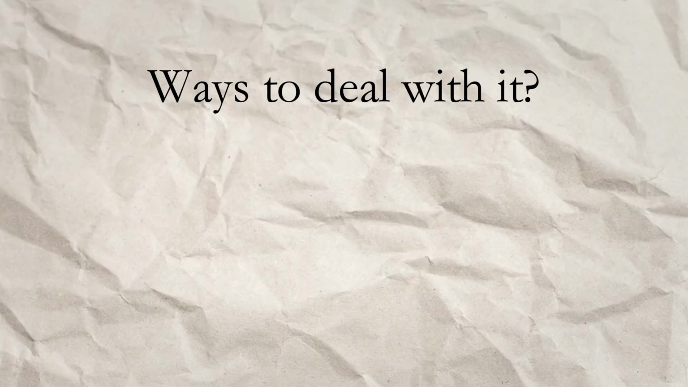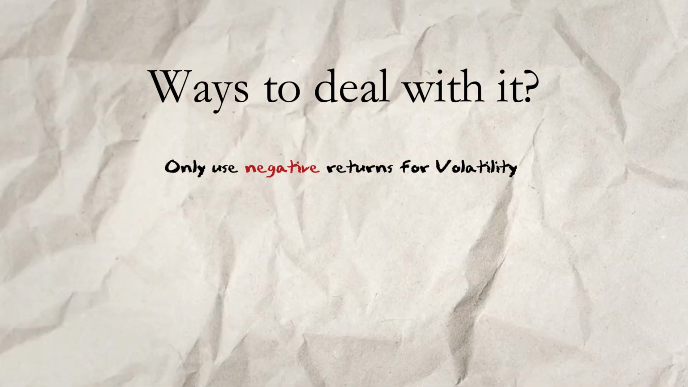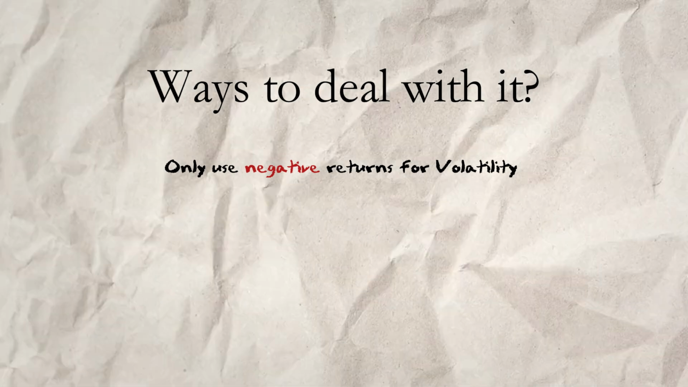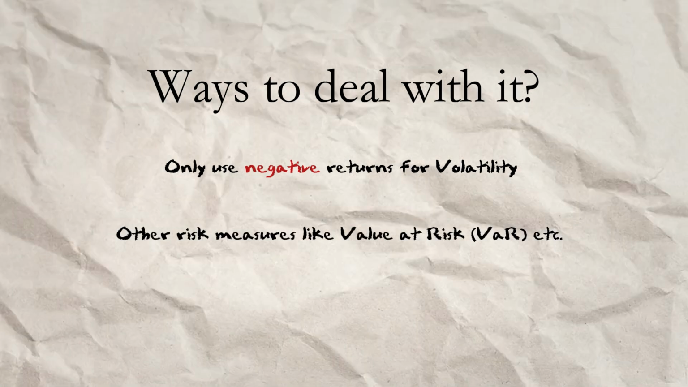So a way around this is to use slightly different risk measures. You can use what's called downside volatility that only takes into account negative returns. So high positive returns like we saw before will have no impact on the volatility. And you can also look at other risk measures like value at risk, for example.